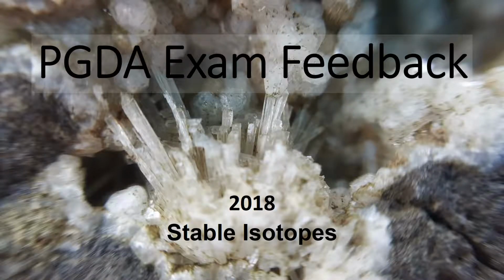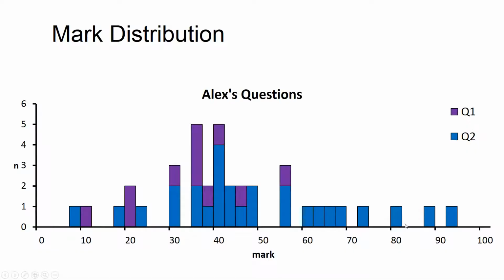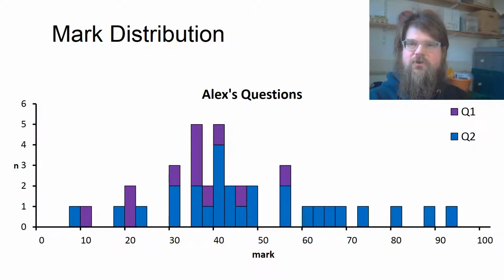Okay, so this is the feedback for the stable isotope parts of the practical geochemistry and data analysis exam. This is a video that's going to be focusing on question 4. So just click onto the exam mark distribution.